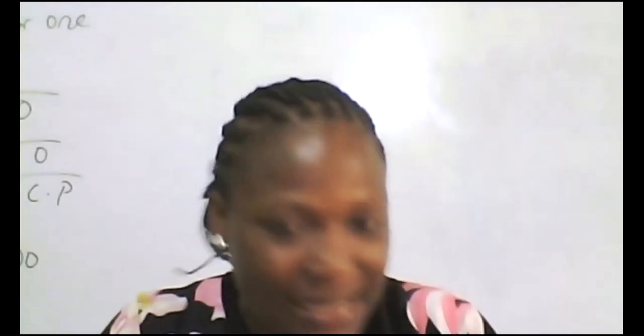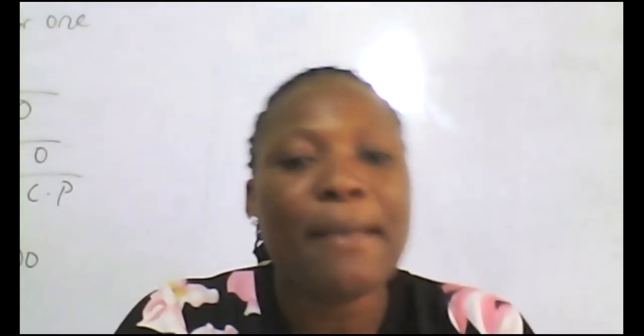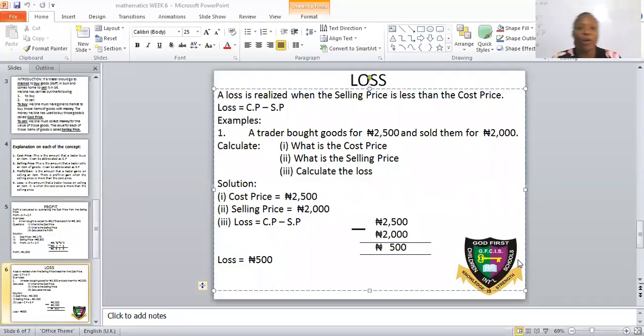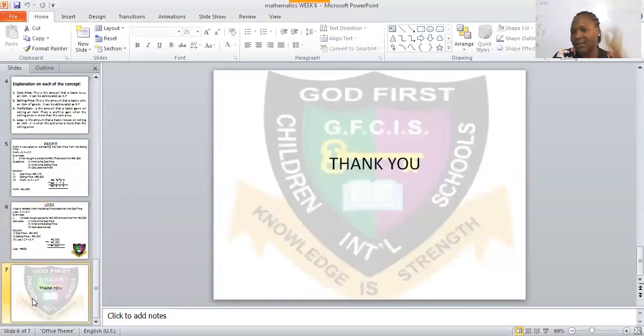All you need to do is to look for the cost price first and the selling price. For profit, you say selling price minus cost price. For loss, you say cost price minus selling price. You try and practice. Practice makes perfection. I've always said that. Make sure you practice more.